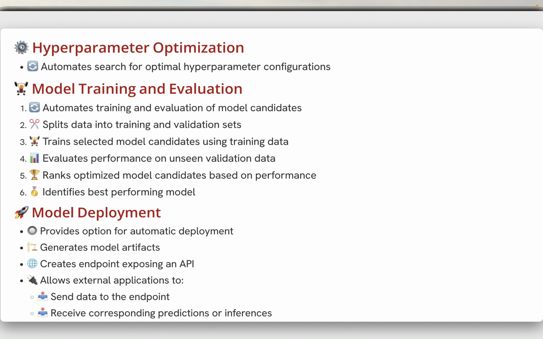Then finally, the last step will be model deployment. It provides an option for automatic deployment. It generates model artifacts. It creates an endpoint exposing an API, and it allows external applications to send data to the endpoint and receive corresponding predictions or inferences.